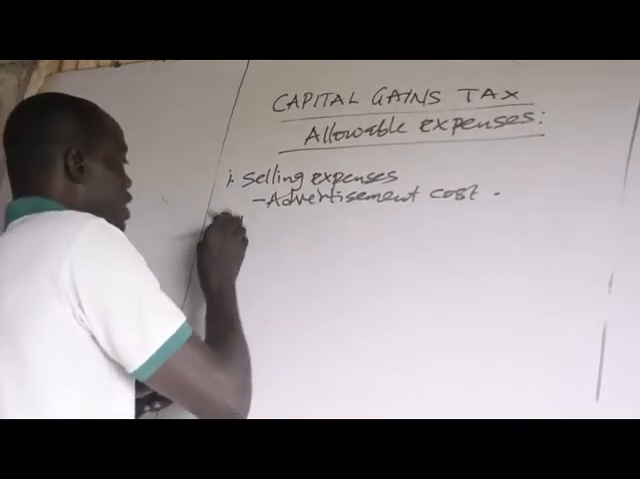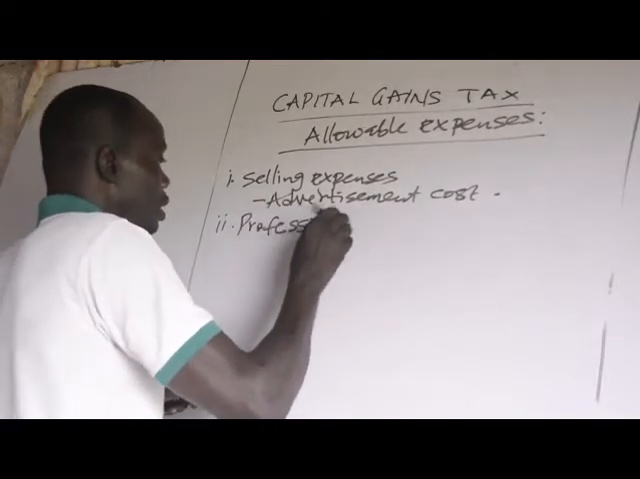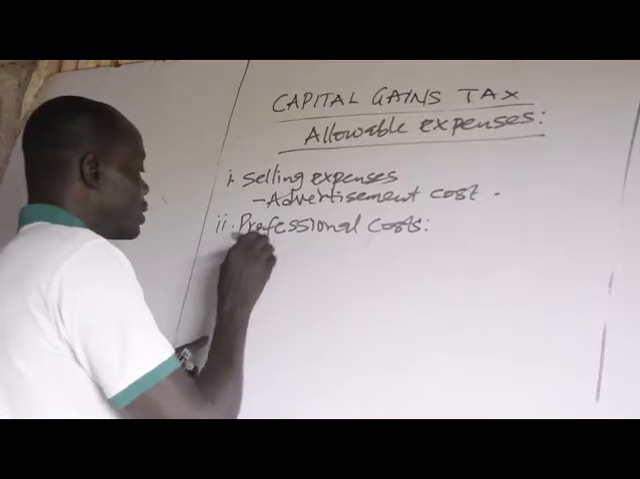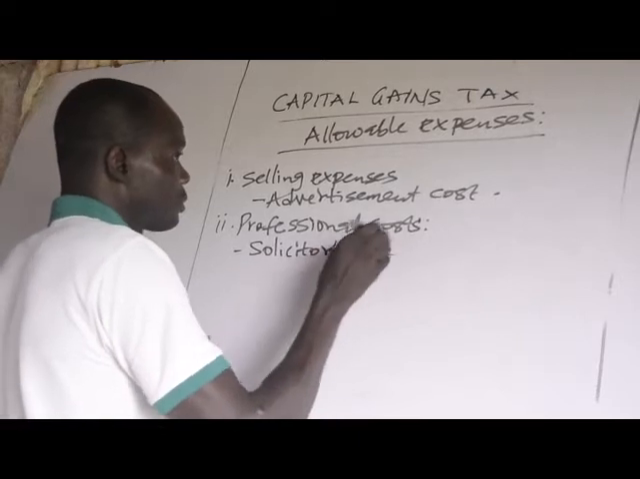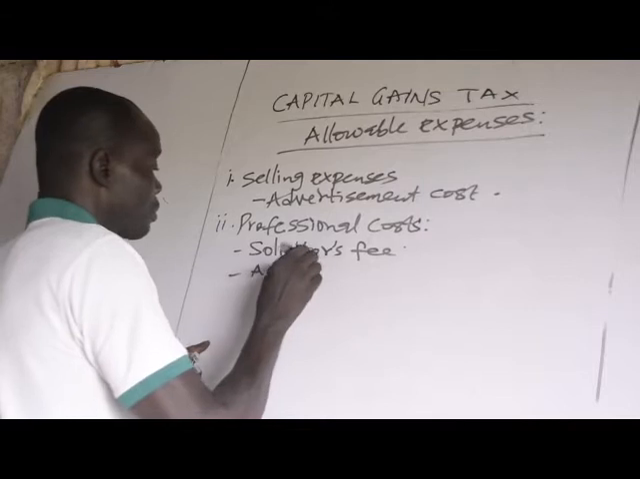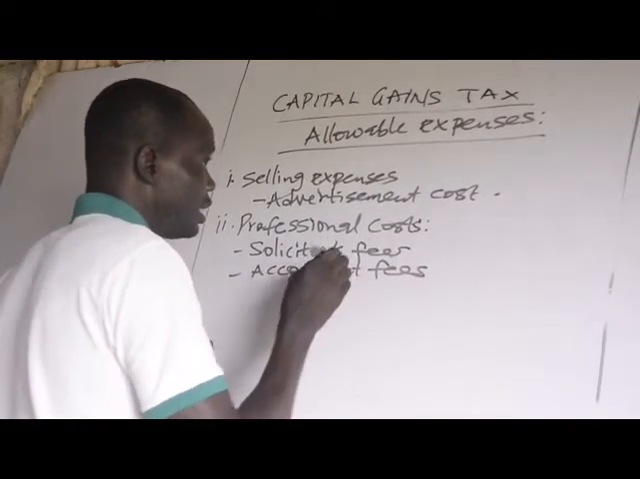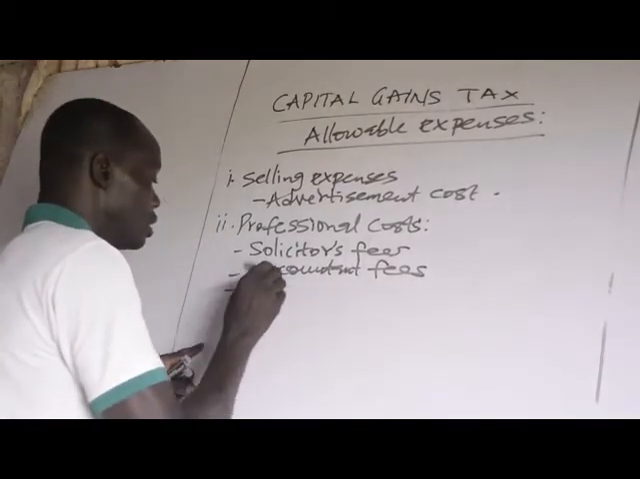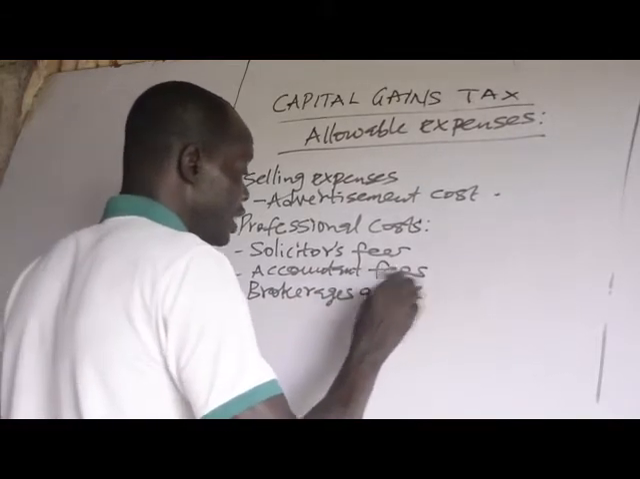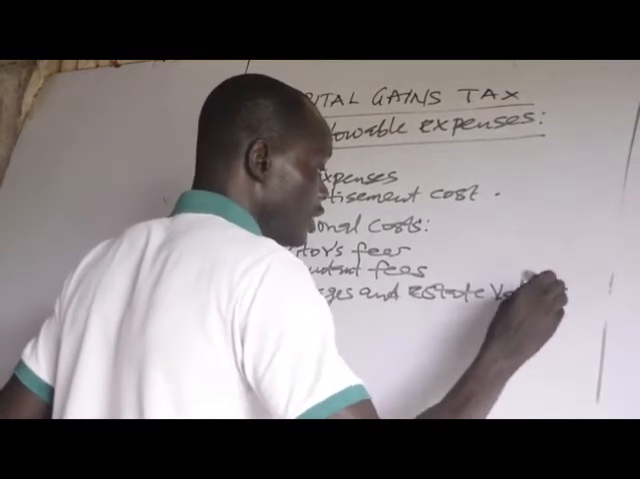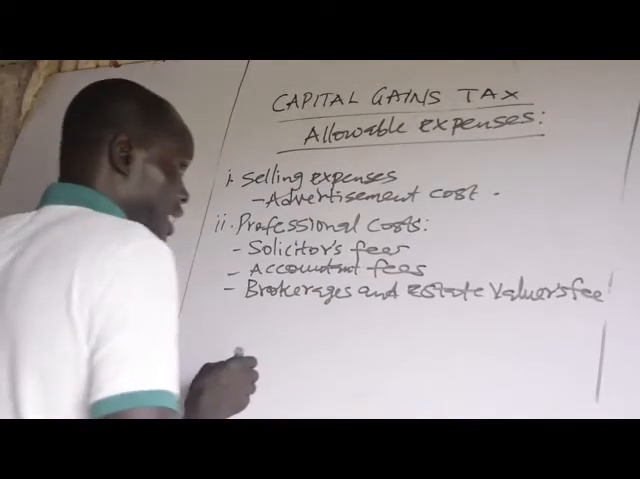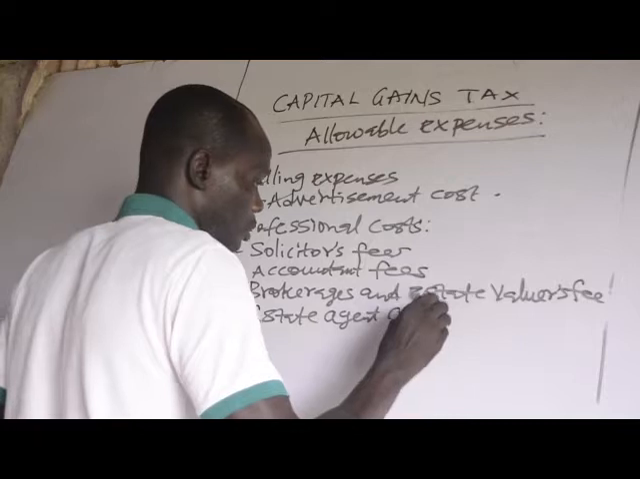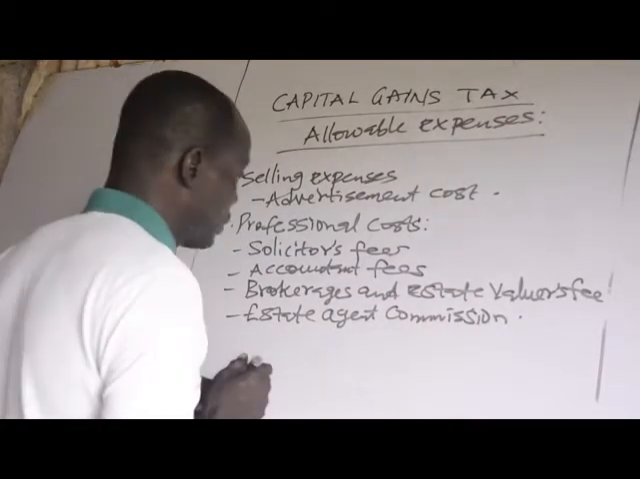Number two, we have the professional cost. Professional costs that are allowable include, for example, solicitor's fee, then accountant fees, then we also have brokerage and estate valuers fee. Then we also have the estate agent commission. All these expenses are allowable for capital gain tax purposes.